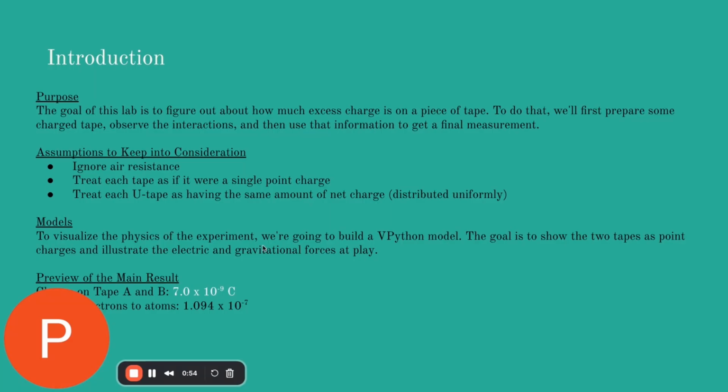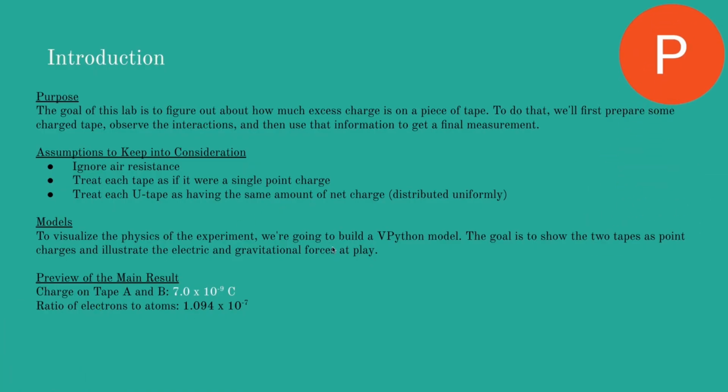Some models. To visualize the physics of this experiment, we're going to be using GlowScript, which is a VPython model. The goal is to show the two tapes as a point charge and illustrate the electric and gravitational forces at play. Now, just a brief preview of our main result. The charge on tape A and B was determined to be 7 times 10 to the negative 9th coulombs, and the ratio of the electrons to atoms is 1.094 times 10 to the negative 7.